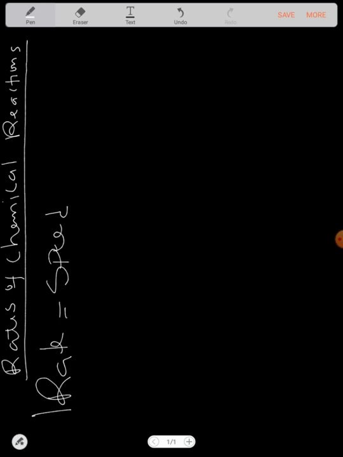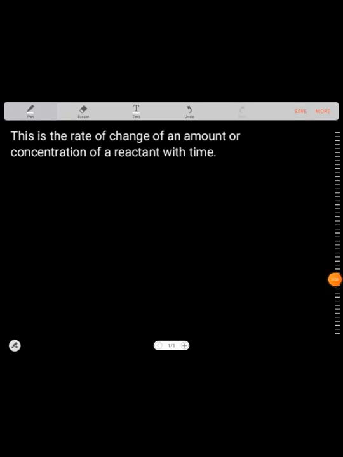So like we are saying, the rate of a chemical reaction is the rate of change of an amount or concentration of a reactant with time. In terms of symbols, you can say R is equal to the change in the amount of a substance, such as concentration, over the change in time.